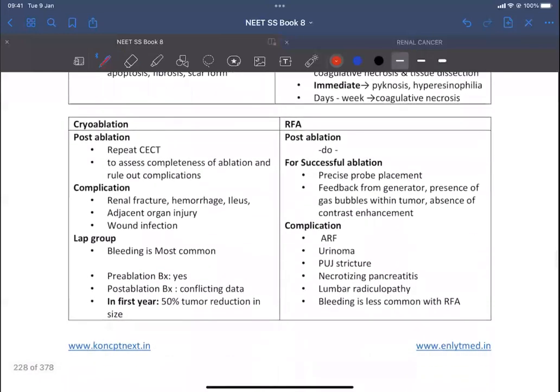And what you need to do afterwards is to do a repeat contrast CT at about 6 to 8 weeks after they've had the ablation to see if there are any enhancing areas. If there are any enhancing areas, then that means you may not have completely ablated the tumor. They all have complications, bleeding being the most common in cryoablation. And it's less common with RFA, but they can have other possible complications.